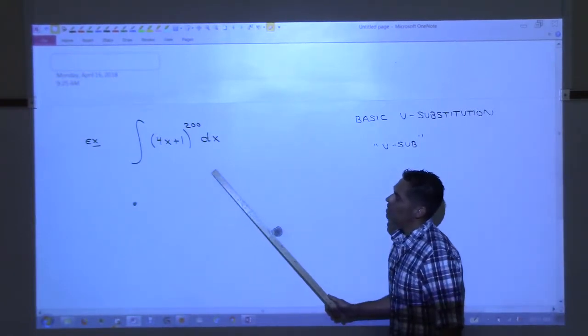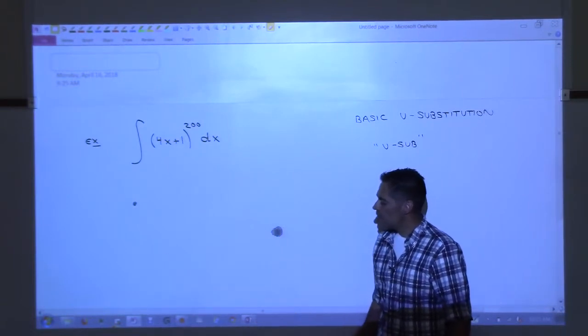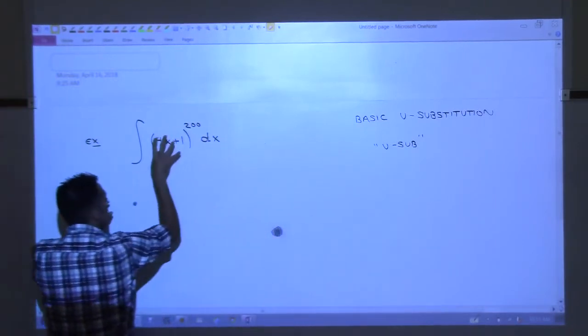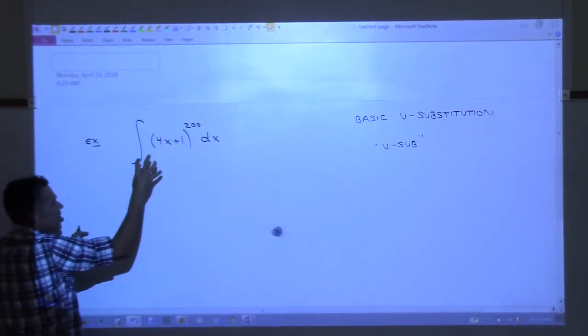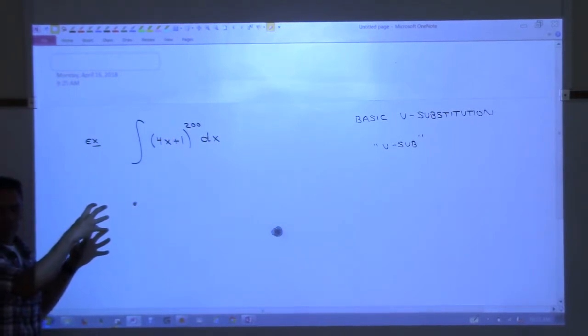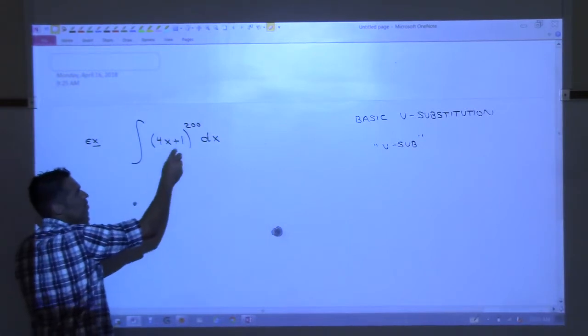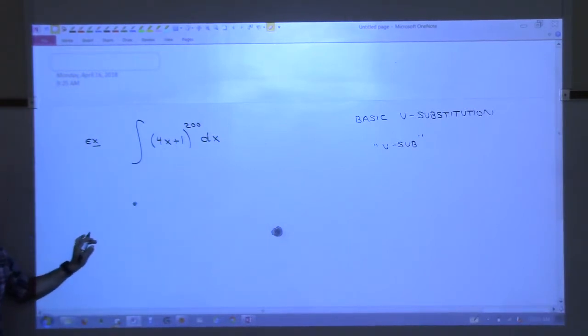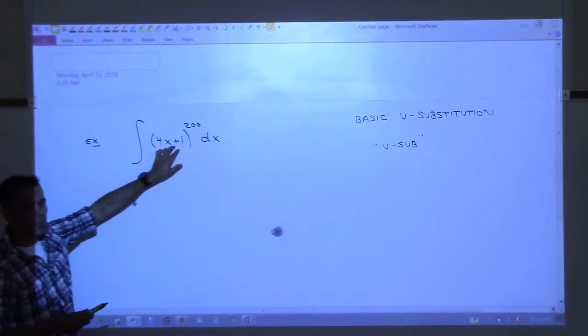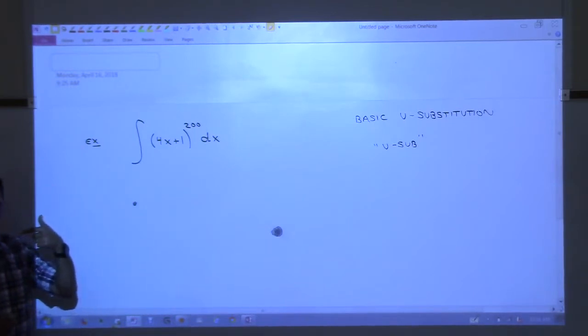What you're doing is you're looking at the problem, and you're trying to look for something in the problem. When I say something, I mean some chunk of stuff in here that you imagine taking its derivative of in your head. So I'm looking right now at the 4x plus 1. What's the derivative of 4x plus 1? Oh, no, derivative, not antiderivative, derivative. 4, right? So I'm looking for something. I see it, 4x plus 1. And now I take its derivative, which is just 4.